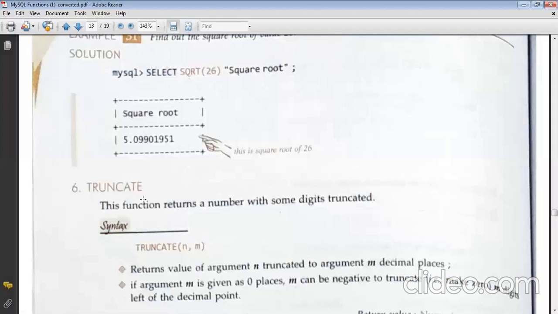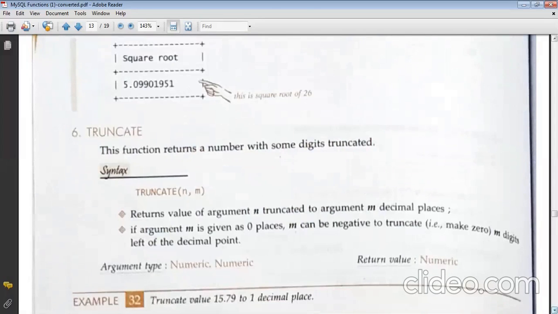So moving on to the next function, which is truncate. This function returns a number with some digits truncated. Now this is similar to the round function, but different in a way also. See the syntax: truncate n comma m. Here n will be the number, any floating point number which you want to truncate, and m will be the number of places you want to keep.